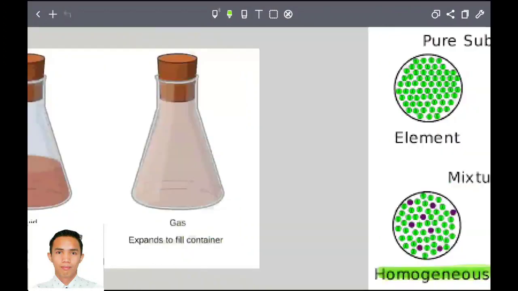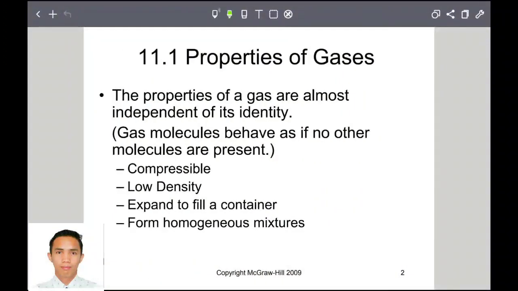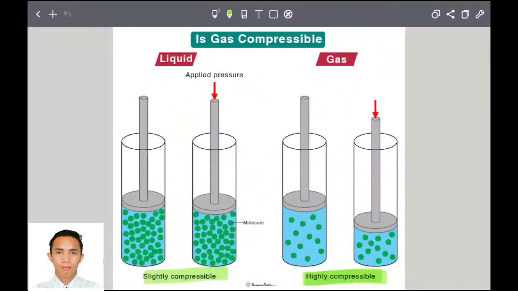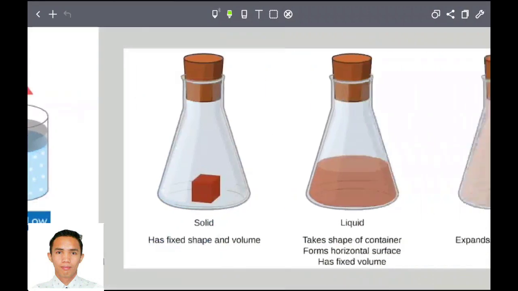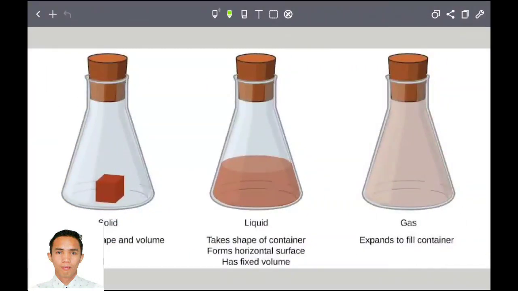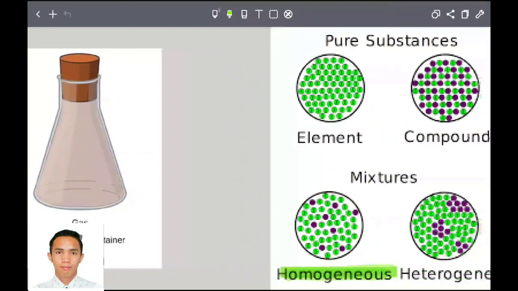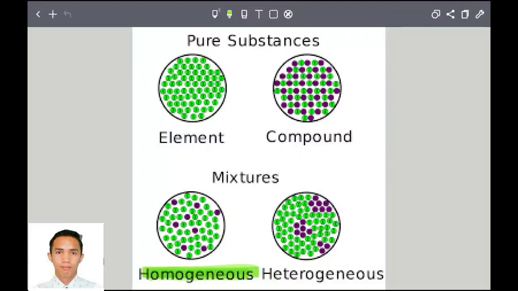Now we understand the properties of gases: compressible, low density, expand to fill a container, and form homogeneous mixtures.